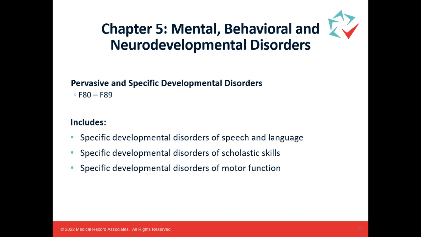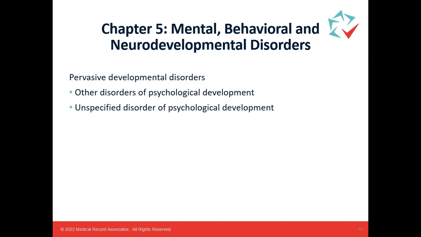Getting towards the end of the chapter, we have F80 to F89 codes. These are pervasive and specific developmental disorders. This is going to include disorders of speech and language. That could be your lisp, speech sound disorders, expressive language disorders, and communication disorders. There are specific developmental disorders of scholastic skill codes and specific developmental disorders of motor function. All fall within the F80 to F89 range. Pervasive developmental disorders are other disorders of psychological development and unspecified disorder of psychological development. So those are considered pervasive developmental disorders.